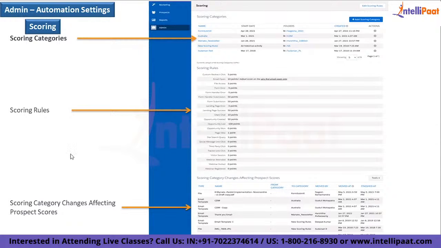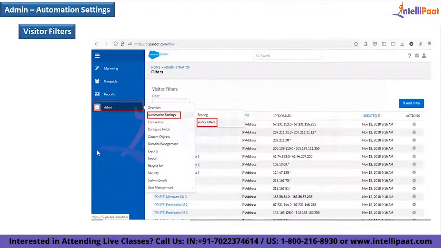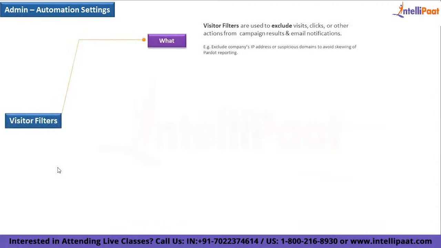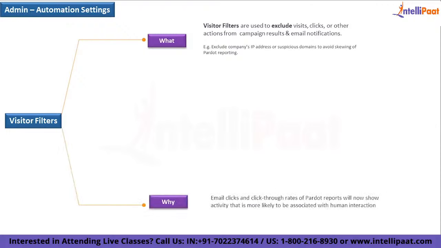Under automation settings, the second subsection is the visitor filters. When you go to automation, you can see the visitor filters here. The question is, what is the use of visitor filters? How does it impact? A visitor filter is used to exclude visits, clicks, or other actions from campaign results or email notifications. What do I mean by that? I will let you know in a minute. And why do you need it?